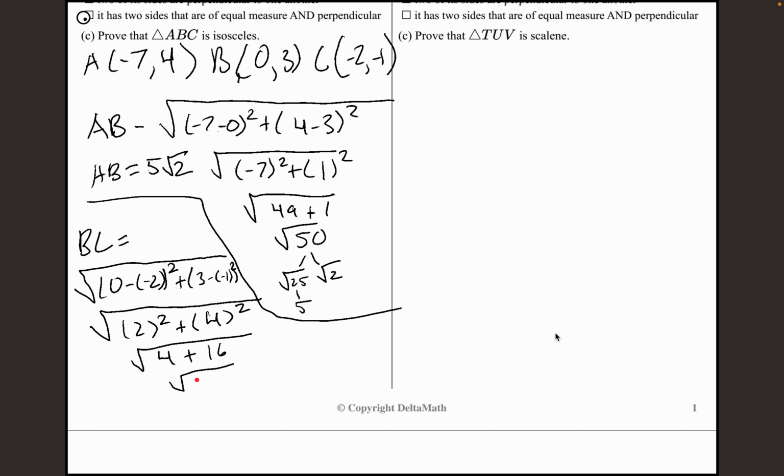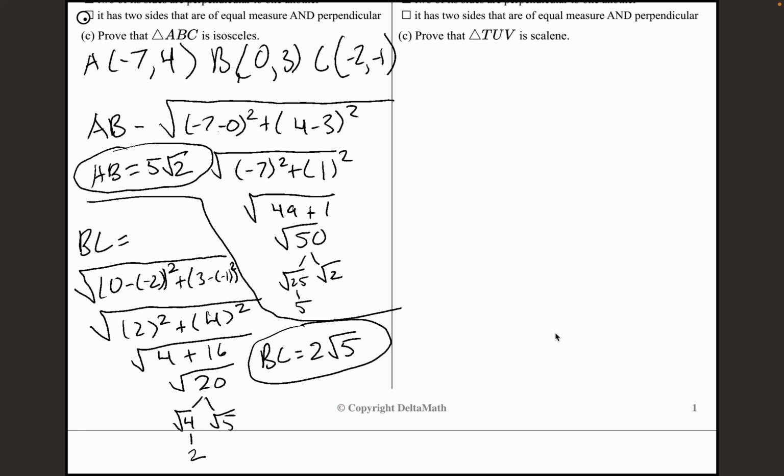Add those together and we get, can this be simplified? What can I take out of it? Yeah, square root 4, square root 5. What is the square root of 4? So what does BC equal? Okay, so are these the same? If these are not the same, then we have to do AC. AC has to be the same as one of those. So let's do AC. How can I put this into the equation?